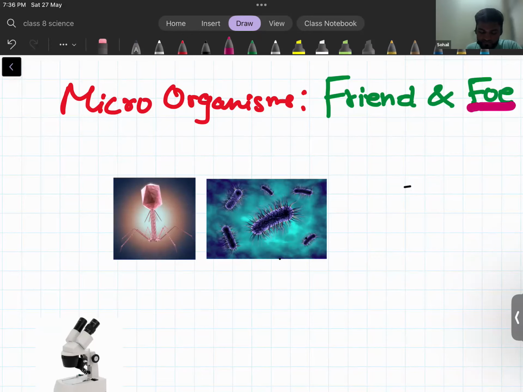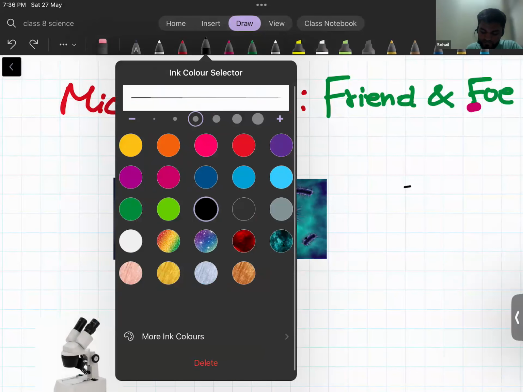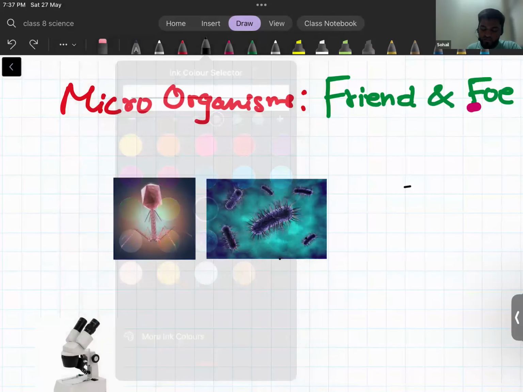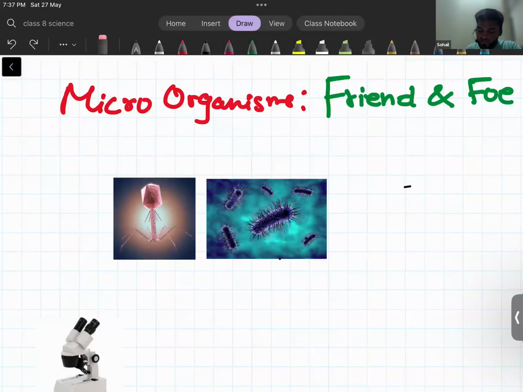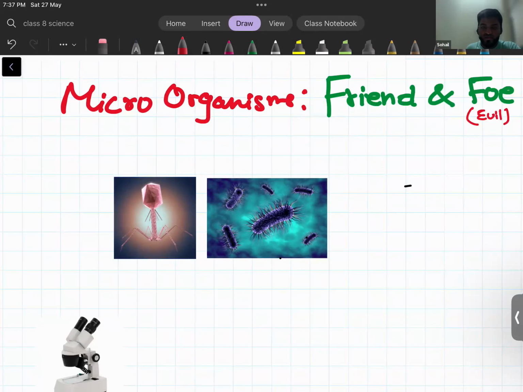F-O-E. It's just the opposite of friend. Something that does harm to you. It means evil. Just evil. So both these terms are being associated with the microbes here, with the microorganisms here.